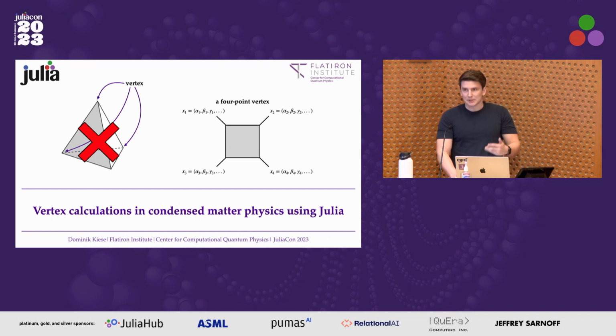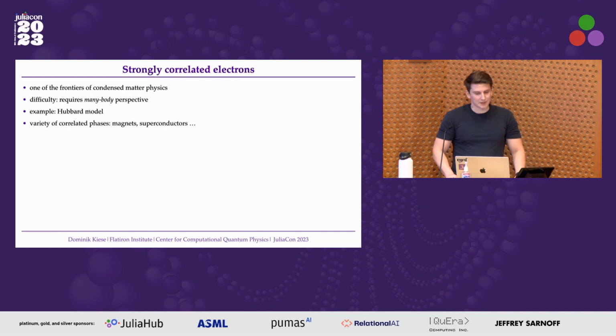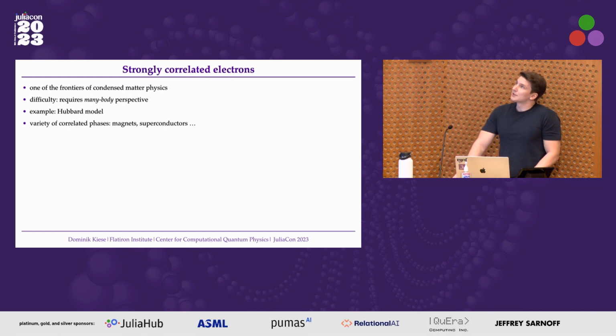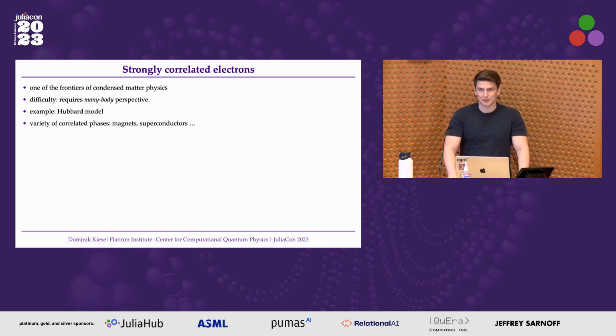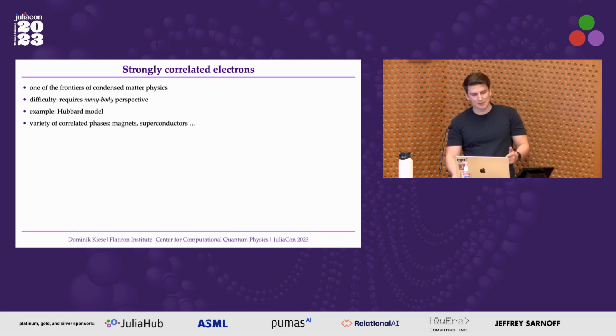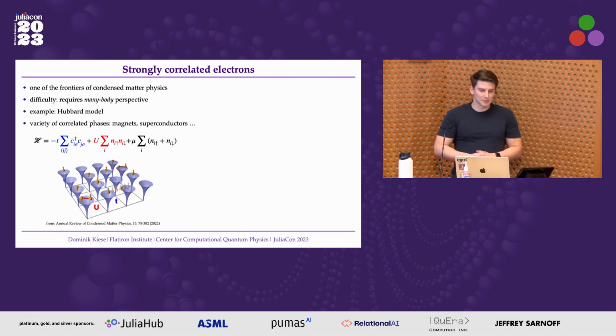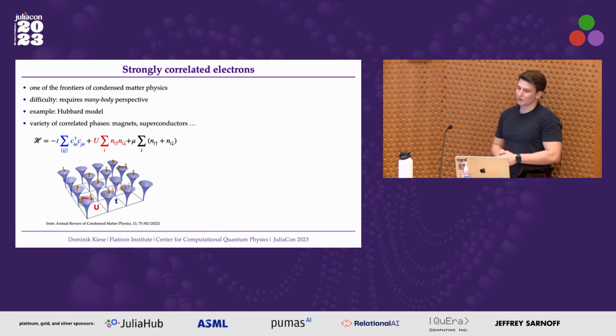So why would we be interested in calculating such an object? To explain that, I will briefly dive into strongly correlated electron systems, which are one of the current frontiers of condensed matter physics. The difficulty when studying these systems is that they intrinsically require you to take a many-body perspective. You cannot just treat the electrons as individual particles, but you really have to consider their collective interplay. And one of the simplest, somewhat realistic models that we have to describe them is the so-called Hubbard model, which basically consists of three terms in this quantum mechanical formulation.